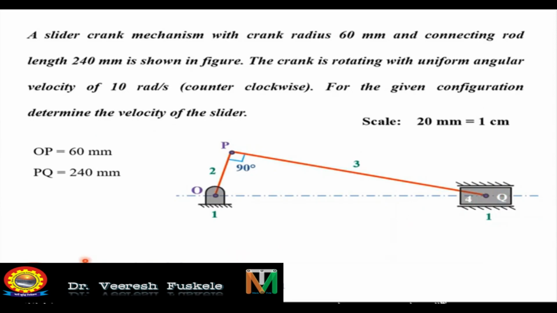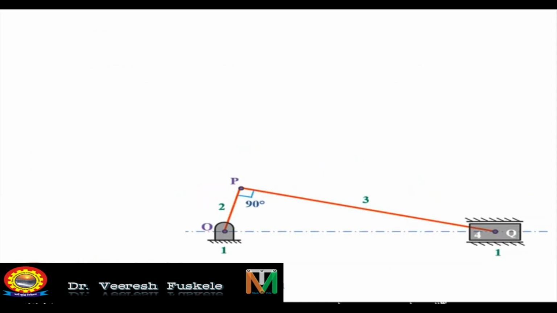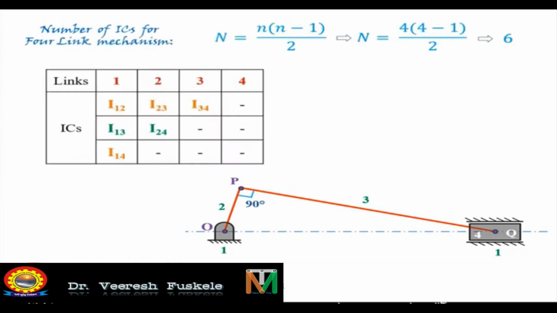So let's move ahead with the instantaneous center method. First of all, we need to find out the number of instantaneous centers. That can be found out from the formula N is equal to n into n minus 1 upon 2, which will give us the number of instantaneous centers is 6. Listing these are I12, I13, I14, I23, I24 and I34.